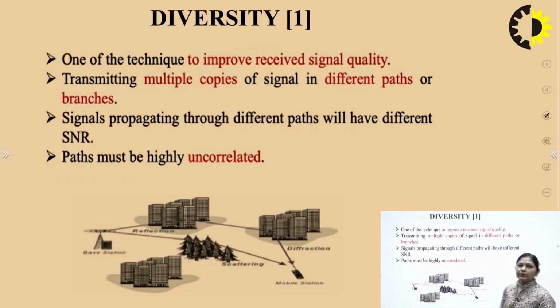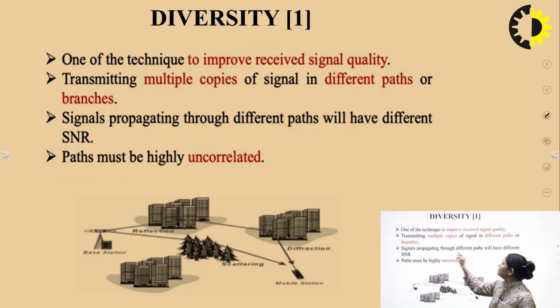Now, first coming to diversity. One technique is to improve received signal quality. In wireless, when a signal is passed from the transmitter, in the channel it will be reflected by different obstructions. At the receiver, the aim of diversity is to improve the received signal quality. How are we doing this? By transmitting multiple copies of the signal in different paths or branches. We will be transmitting multiple copies of the same signal through different paths.